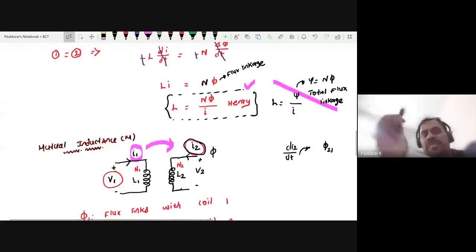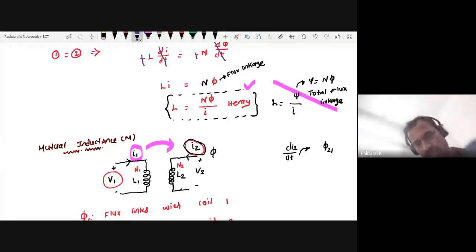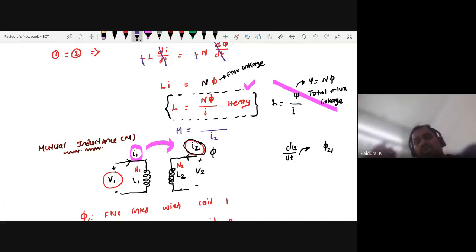Now, self-inductance, you know it is L. Now mutual inductance, you know it is M. M equals, okay, if it is I2, the current flowing through coil number 2, it will generate voltage at coil number 1. Obviously, this is N phi. Now my question is, is it N1 or N2?